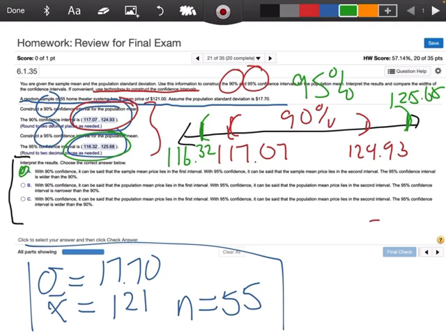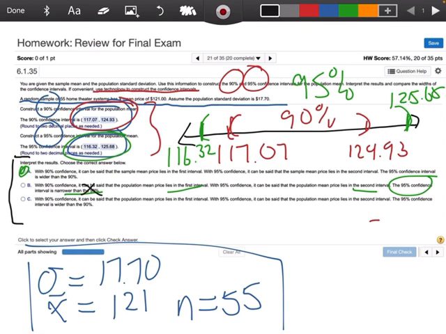When I look at choice B, it says 90%. With 90% confidence, it can be said that the population mean lies in the first interval. That is true. And 95% in the second interval, that is true. But look what it says. The 95% confidence interval is narrower than the 90%. That part is not true, right? So I know that B is not my answer.